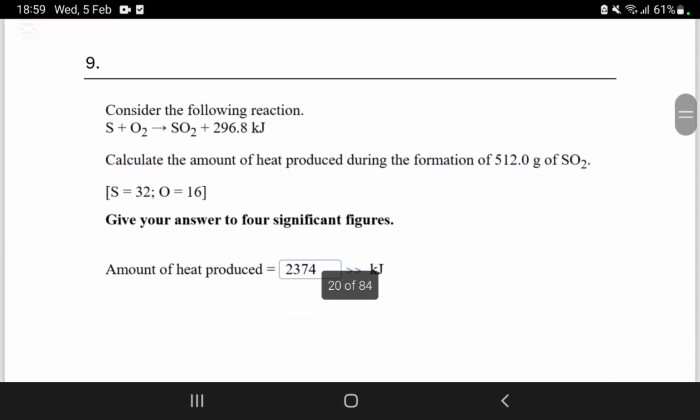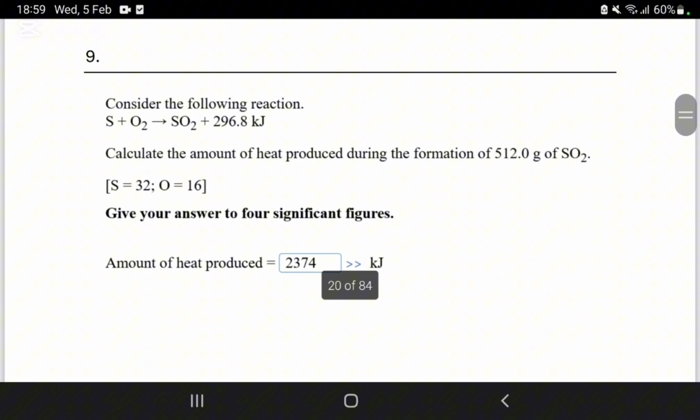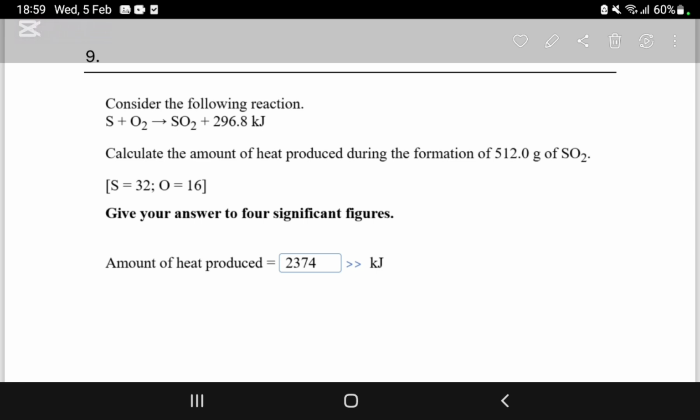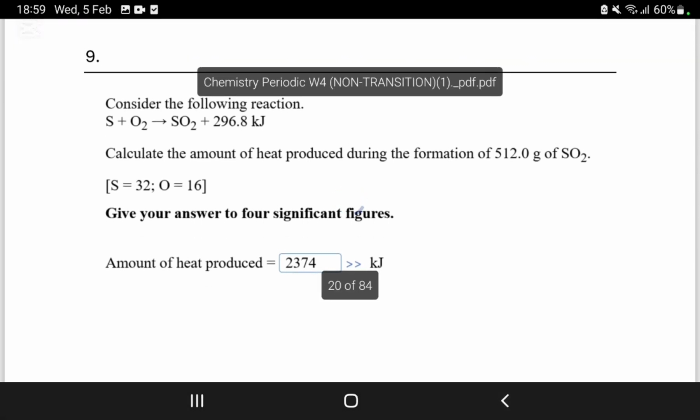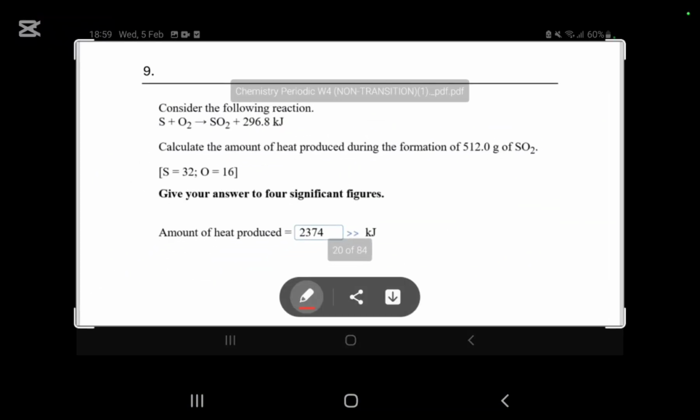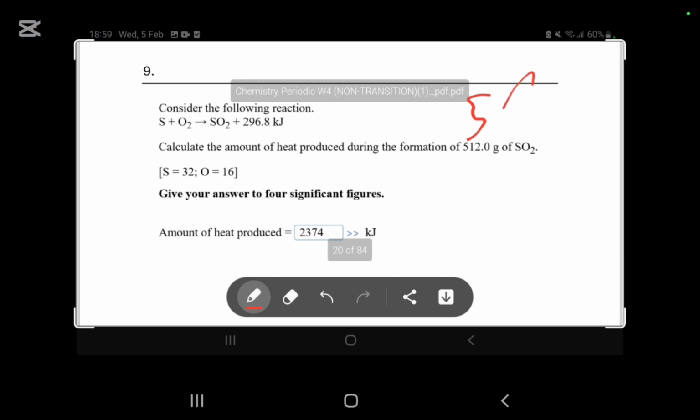Number 9. Calculate the amount of heat produced during the formation of 512 grams of SO2. Okay, so first of all we're going to have to find the moles of SO2 before everything else. So we do 512 over 64. 512 divided by 64 is equal to 8.